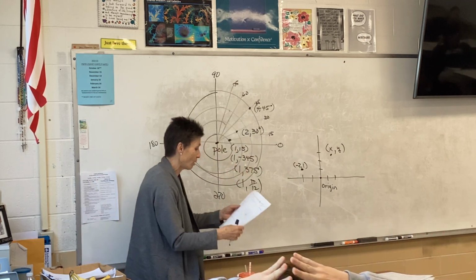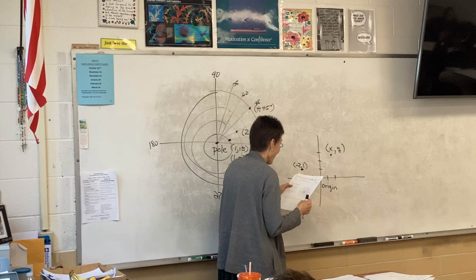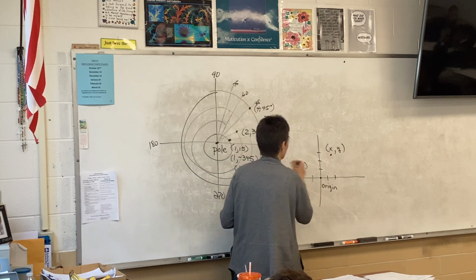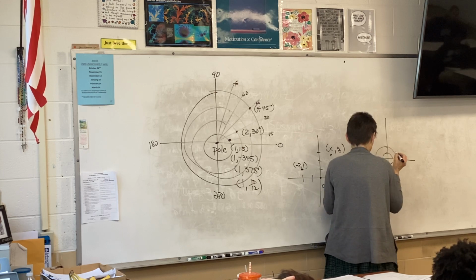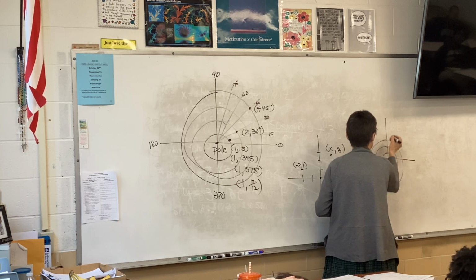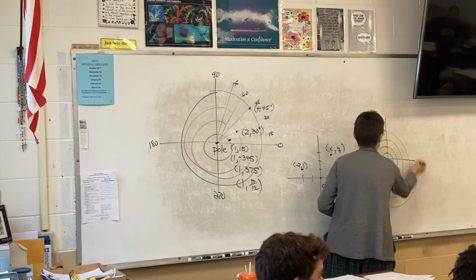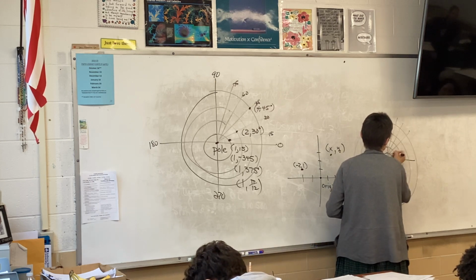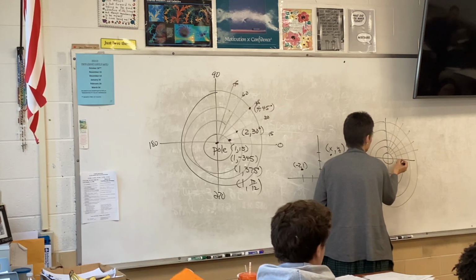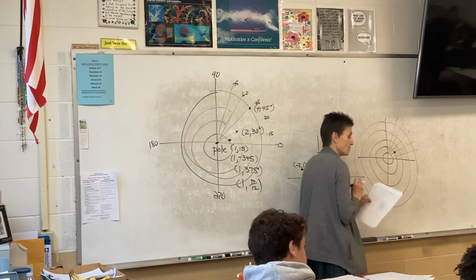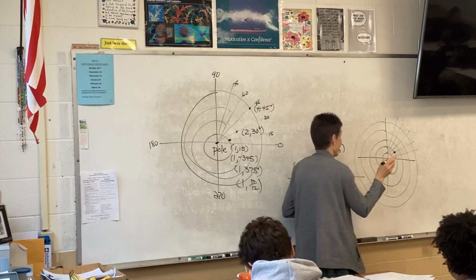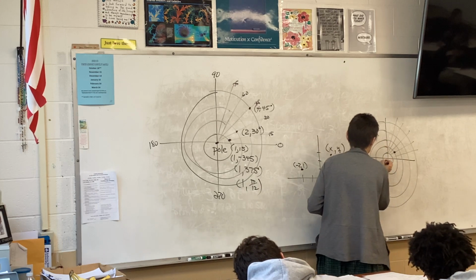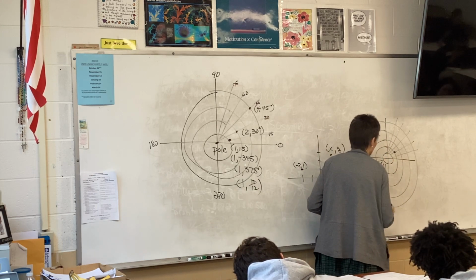Okay, so let's do some problems. Plot 2, 30. My thing is so bad, I'm gonna start over. Okay, so can you plot 2, 30? So 1, 2, 30 degrees right there, that's 2, 30. 5, negative 135.